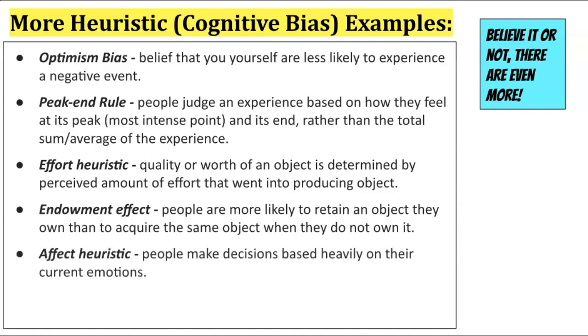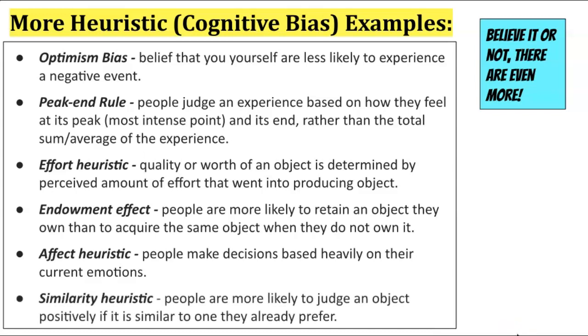The affect heuristic, different than the effort. Affect is just the idea, this probably should make sense, that people are going to make decisions based heavily on their current emotions. And then last but not least, the similarity heuristic. This is the idea that people are more likely to judge an object positively if it is similar to one they already prefer. I think about the similarity heuristic with books all the time.